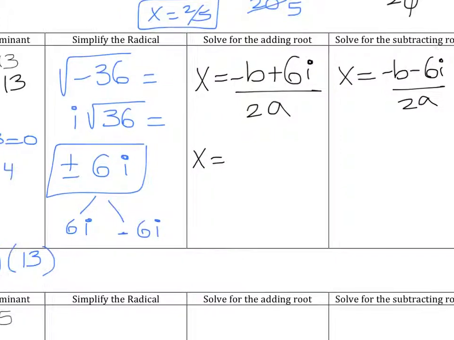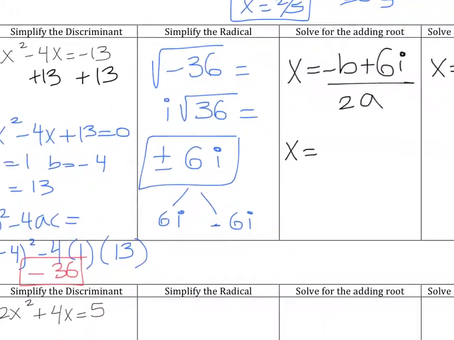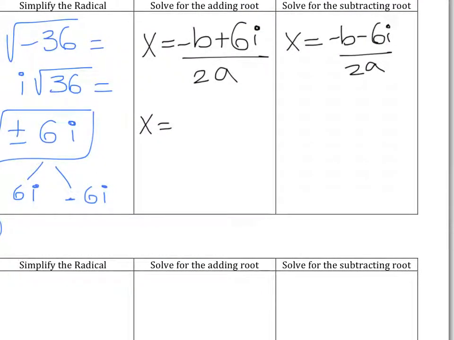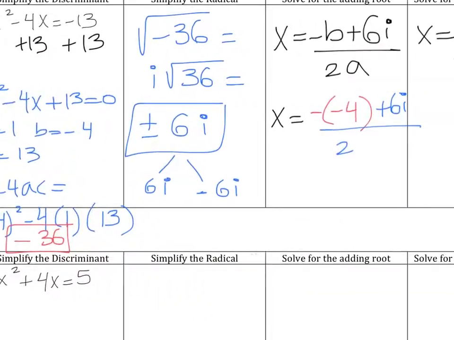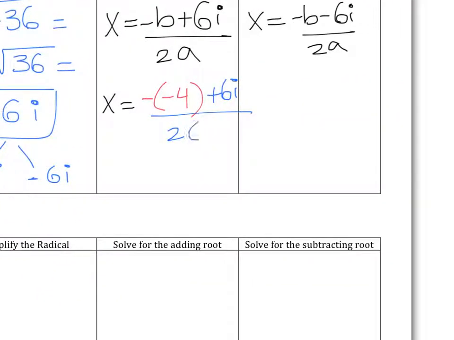So negative b will be, as you can see, b is negative 4. So there's where you have to be very careful. In the formula, you have a negative b, and the b in this case is negative 4. You have to be careful that this negative is part of the formula. You write it down, and b, always put it inside the parentheses. Plus 6i over 2a. In this case, a was 1, so 2 times 1. Now my x is going to be 4, positive 4, plus 6i over 2.